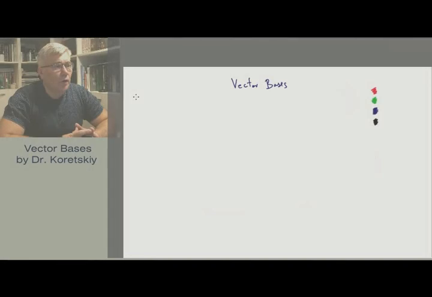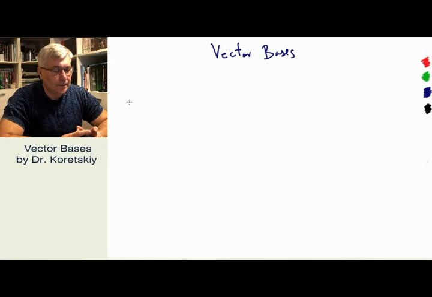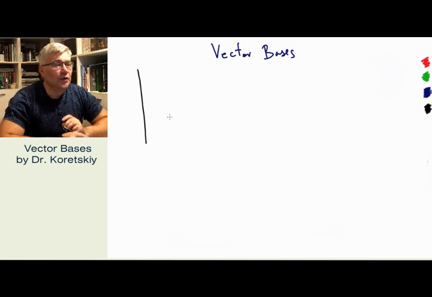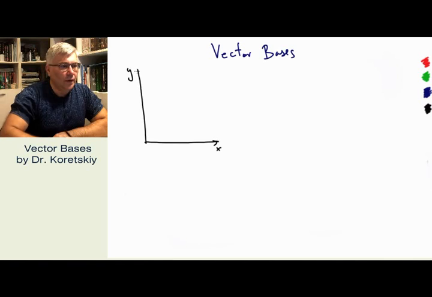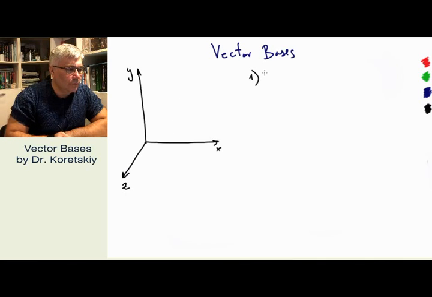Today we work on vector basis, and so let's start from the basic ideas from 3D space. So we have a coordinate system, vector basis. Here we have a coordinate system, Cartesian coordinate system, x, y, z.